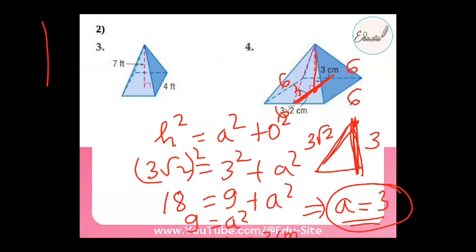Any doubts? Wait, hold up one second. Okay, please write it down. Are you finding it easy with me? Yeah, it's easy. Okay, Masha. Okay, I got it down.